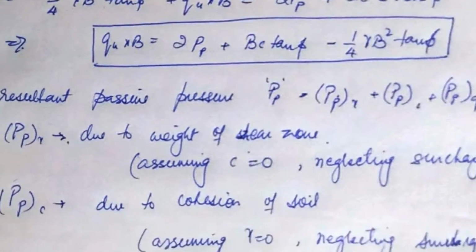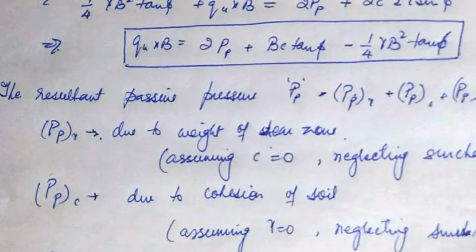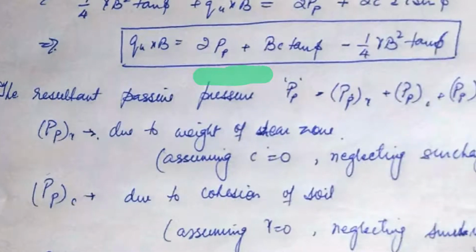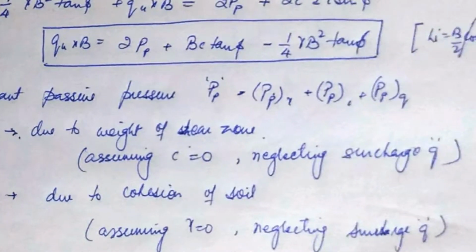And now again, let us analyze it further. The resultant passive pressure PP is actually equal to the sum of PP gamma plus PP C, cohesion, plus PP Q because of loading. The passive pressure consists of 3 components: one because of your soil, second because of cohesion, and third because of the loading.